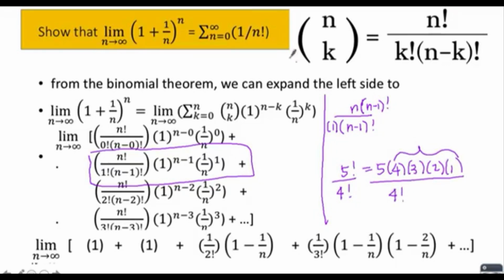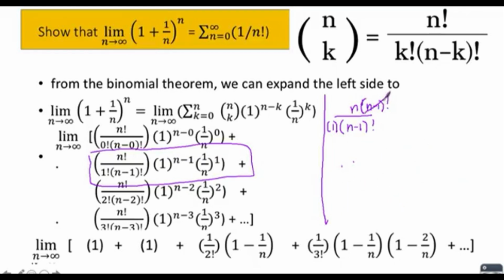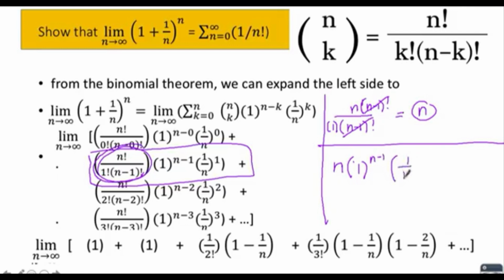So what you can do is, instead of expanding that part, you can just write 5 times 4 factorial, because 4 factorial is 4 times 3 times 2 times 1. And you have a 4 factorial here that you can cancel out, and so you will get this 5. We are going to use the same reasoning here. What we are going to do is, we'll be able to cancel out the n minus 1 factorial and the n minus 1 factorial. So we are left with n. So this part here has a value of n. So if you want this times that, then we'll have n times 1 raised to n minus 1 times 1 over n raised to 1.